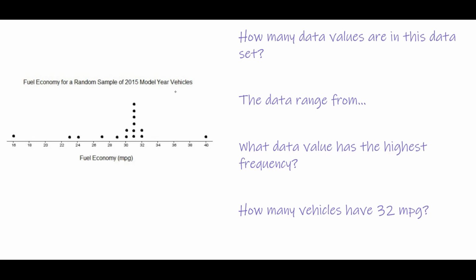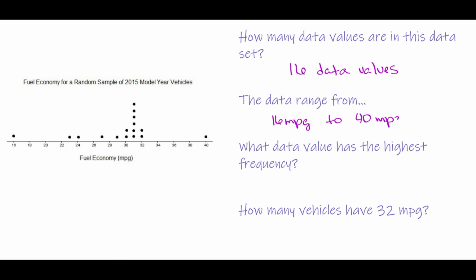So here we're looking at the fuel economy for a random sample of vehicles from the year 2015. How many data values are in this set? In order to answer this question, we're just going to count the dots. So I have 16 data values. The data range from, so now I just want to find the smallest and largest data values on the number line here. So we have a data value of 16 and we have a data value of 40. So the data range from 16 miles per gallon to 40 miles per gallon.